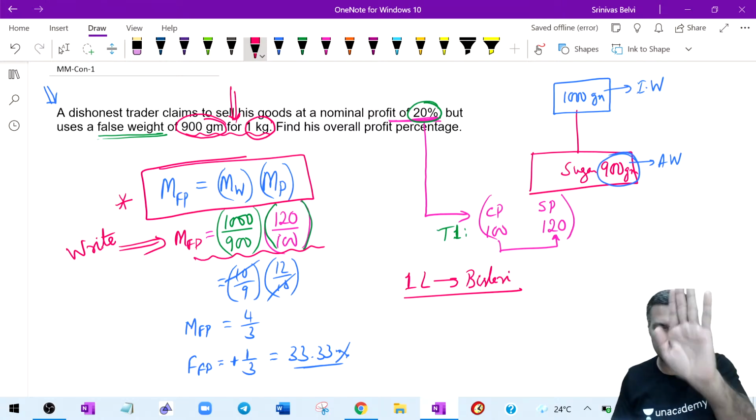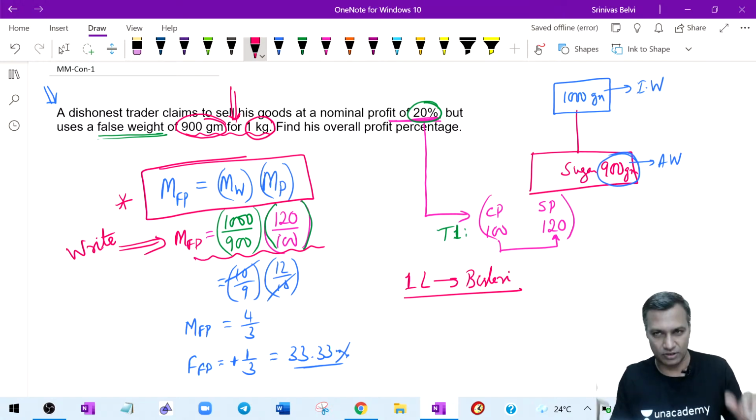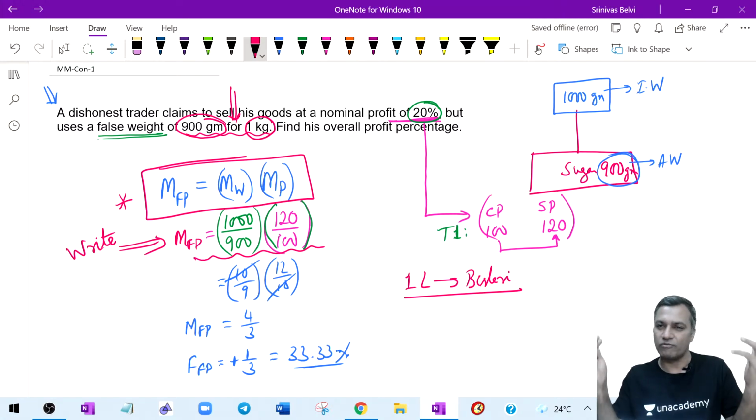Okay, Keval, did you understand this? 900 grams is read as 1 kg. Did this story help you to understand something? I hope you understood. So 900 grams is read as 1000, which means you put 900 grams and you charge 1000 grams. That creates what? A profit proposition for the trader.